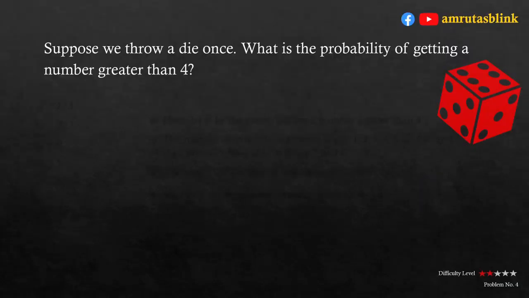Let's move to problem number 4. Suppose we throw a die once. What is the probability of getting a number greater than 4? 1 by 3, 2 by 3, 0, 1 and none of these.